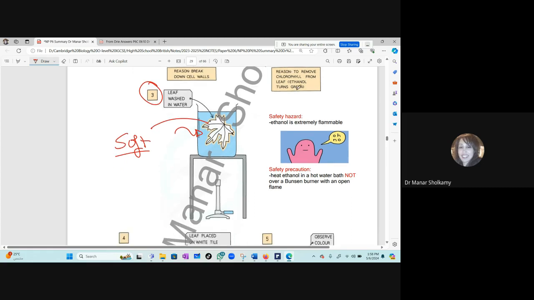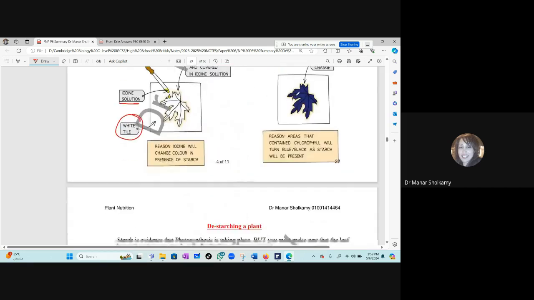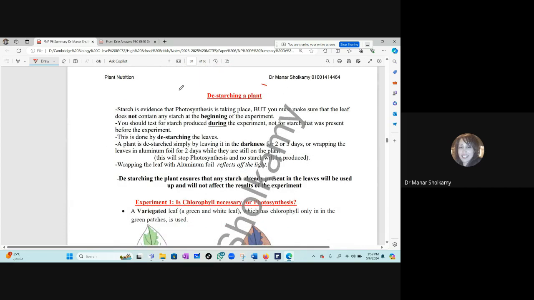Now, the difference between safety hazard and safety precaution. Safety precaution means, how do I protect myself? I hold the hot instruments using a tweezer. I'm going to use a water bath so that I don't use an open flame with ethanol. Safety hazard, what is dangerous? The ethanol is dangerous because ethanol is highly flammable. It can burst next to a flame. Okay, we already discussed that.